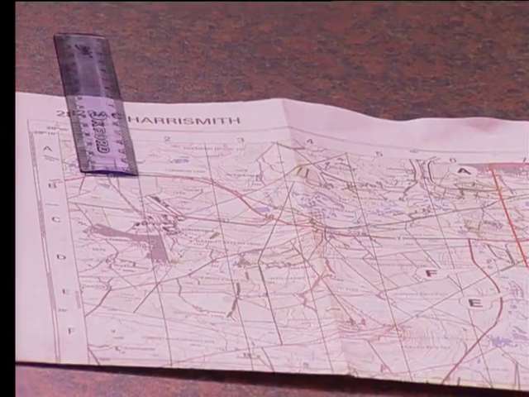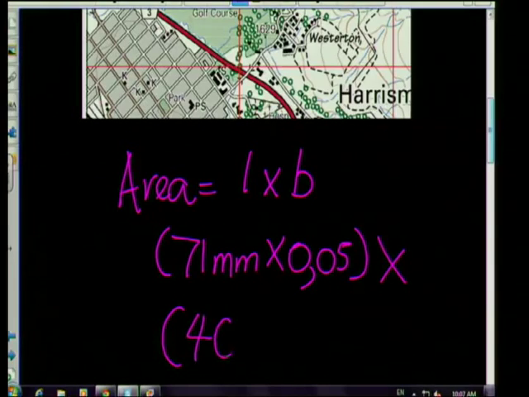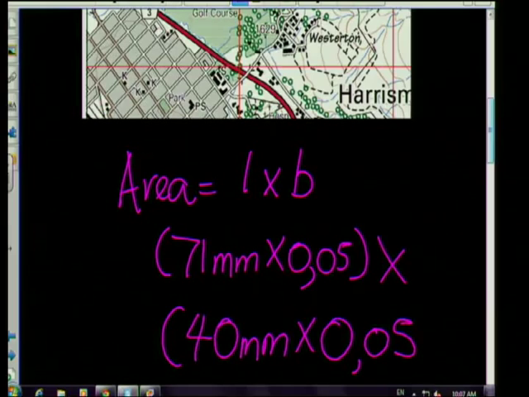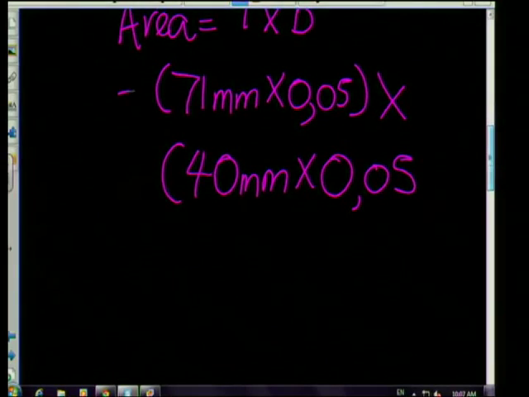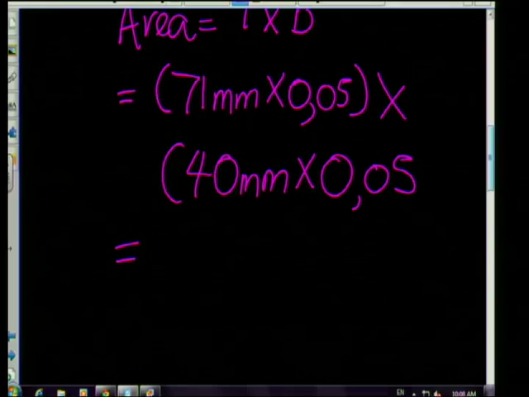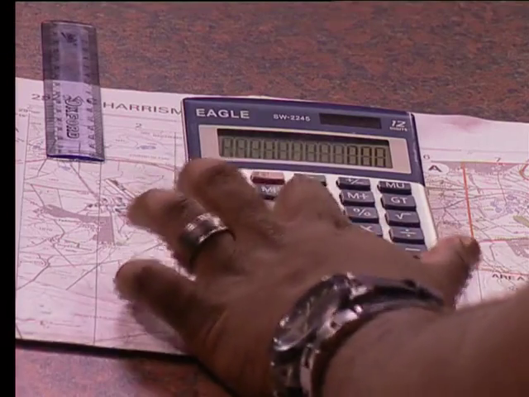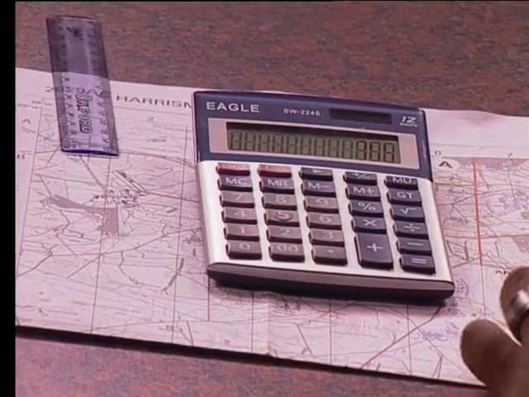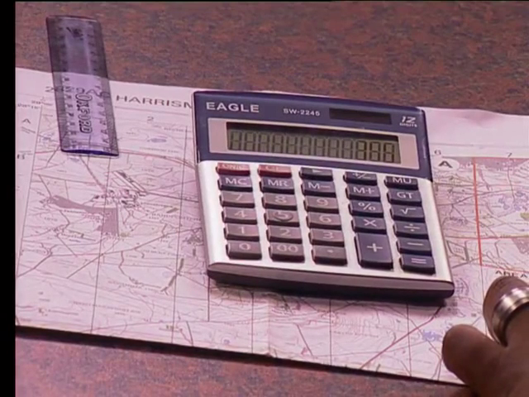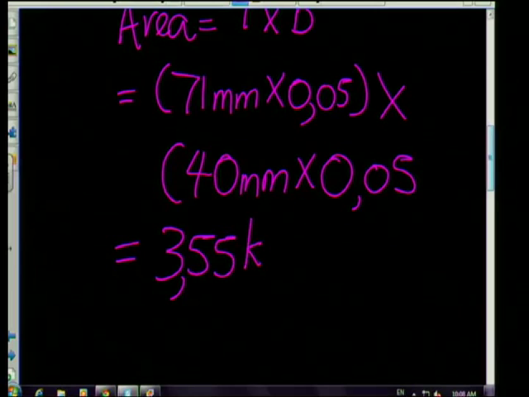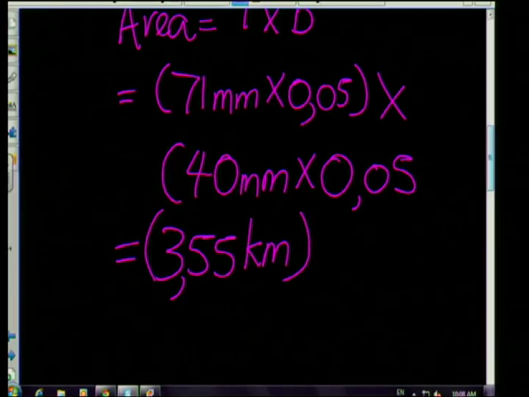And my calculation works as follows. 40 millimeters, and note I will still have to convert it to kilometers, 0.05 equals. Now I would take my calculator and work it out. 71 times 0.05 equals 3.55 kilometers. Let's put that answer in brackets.